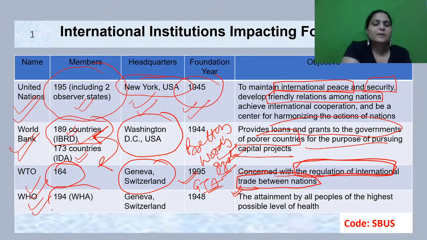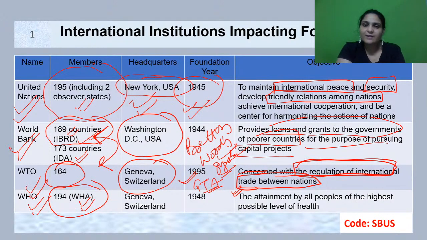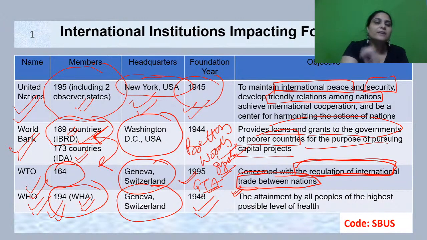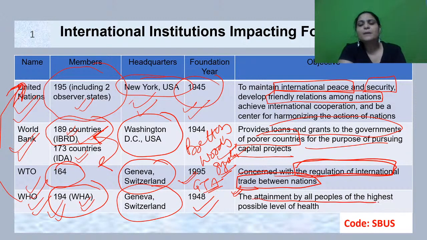WHO. WHO has an organization called the World Health Assembly. It's an assembly of all the nations together. Then they have an executive council, of which India is the current chairman right now for 3 years. It recently became the chairman, and it has 194 countries, or the entire nations of the world, participating. Again, its headquarters are in Geneva, Switzerland, and it was formed in 1948. It is a specialized agency of the United Nations. Do not forget that. The attainment by all peoples of the highest possible levels of health is its motto. And hence, it actually impacts our foreign policy in a big manner.